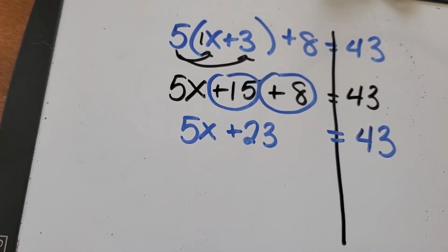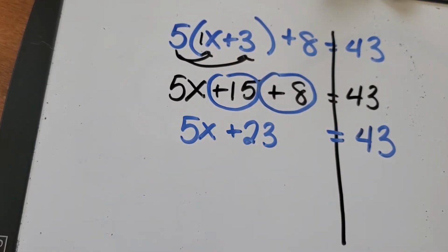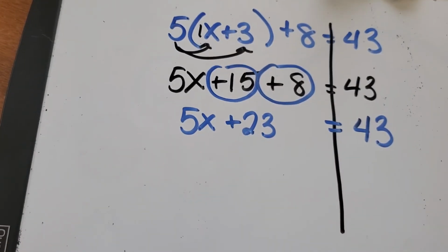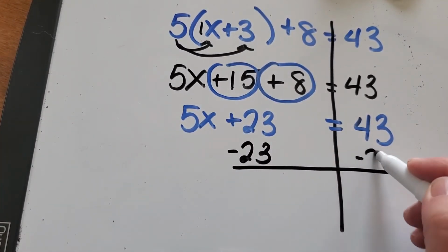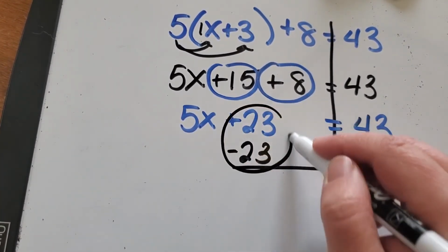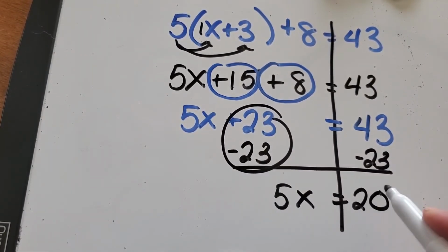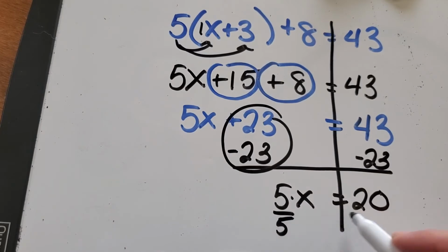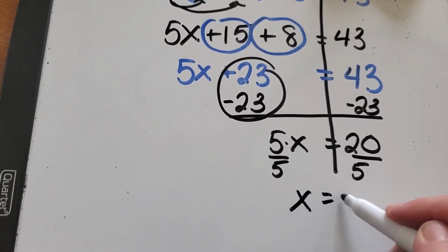Now we're ready to start getting the x alone. There's nothing left to simplify here. Remember, we can't combine those because they're not like terms. So you're going to get rid of that plus 23 by subtracting 23 from both sides. Then you're going to get 5x equals 20. Get rid of that 5 by dividing by 5. And we get x equals 4.